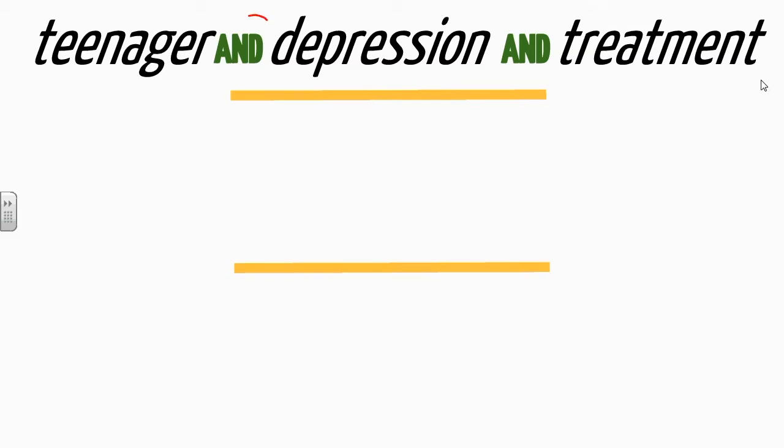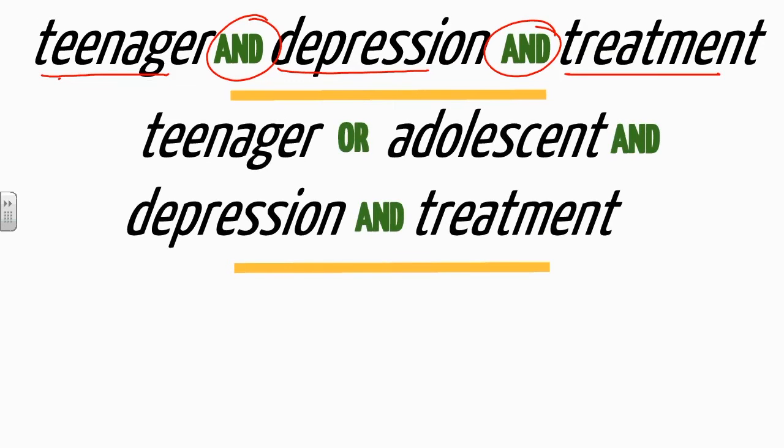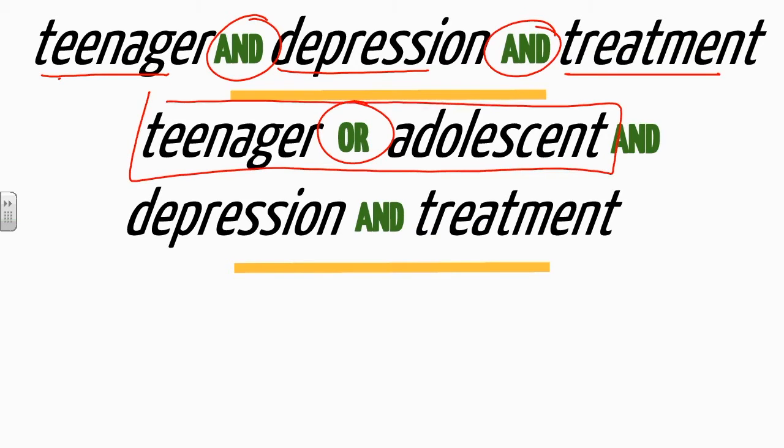Let's look at how that would work with our search terms. So if I use the operator and to connect all our terms, I would get articles that contain teenager and depression and treatment. If I use the word or, I might say that I want the articles that contain teenager or adolescent because these are synonyms and I don't know which word they're going to use. So I want it to be teenager or adolescent and the words depression and treatment.